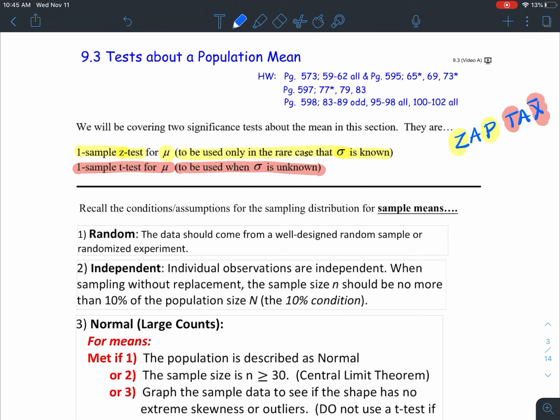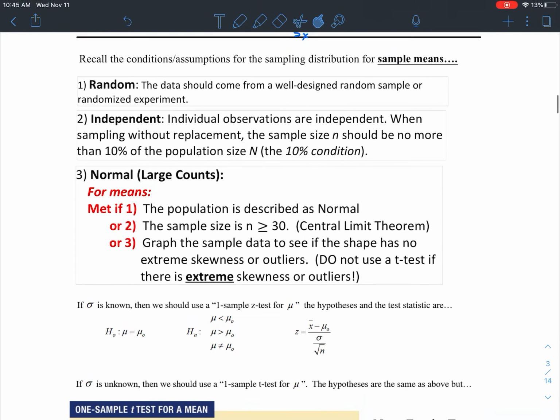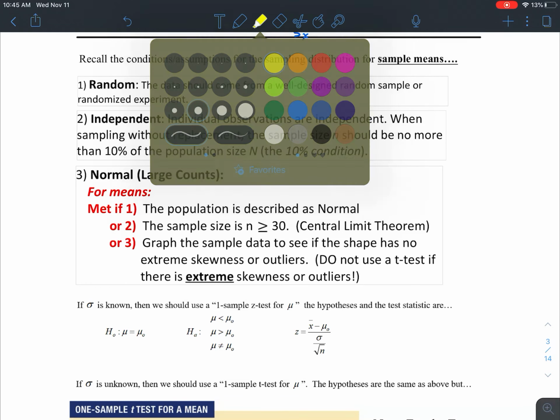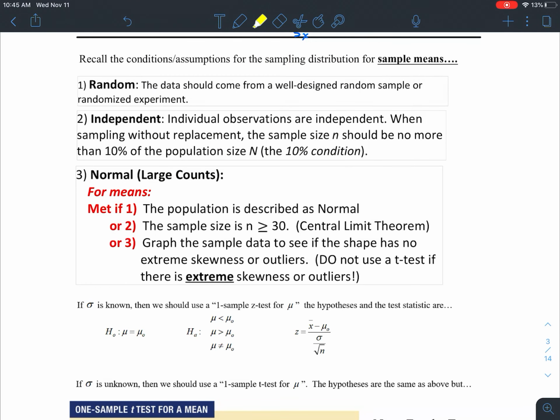Okay, and when we do not know that population standard deviation, we are left to substitute the sample standard deviation, and that's the reason why it then becomes a t-test instead of a z-test. Okay, just going to run through these conditions, which at this point should feel quite familiar to you. Keep in mind these are regarding means.